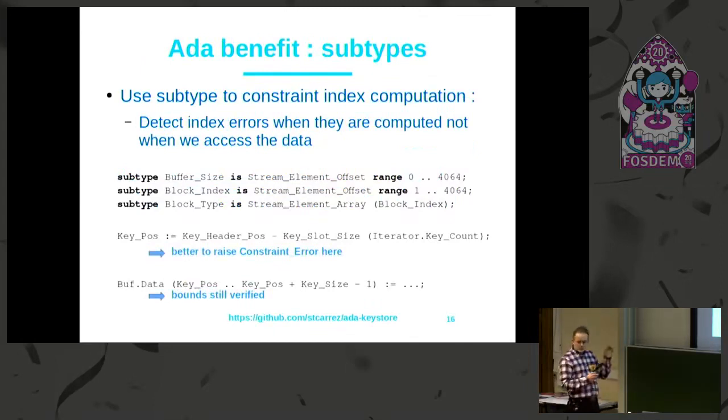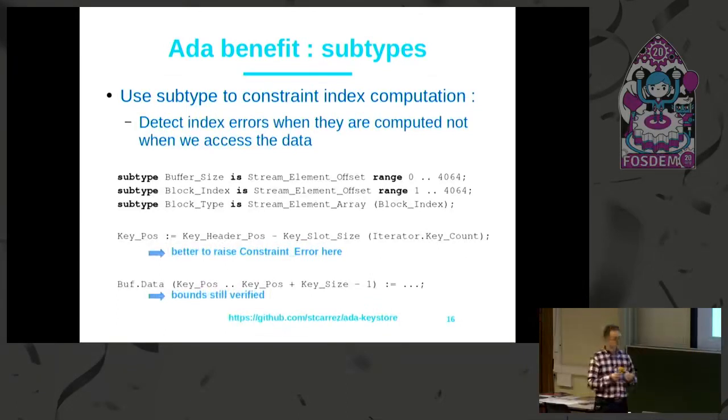It may seem strange, because subtypes are very common. It's not new to Ada, but it has helped me significantly in the project. At the beginning, I was using Stream_Element_Offset to compute indexes. I have some blocks, and sometimes I have to initialize the block, for example. So you access the data at a given position. Of course, in Ada you have an exception raised if the key position is out of bounds.